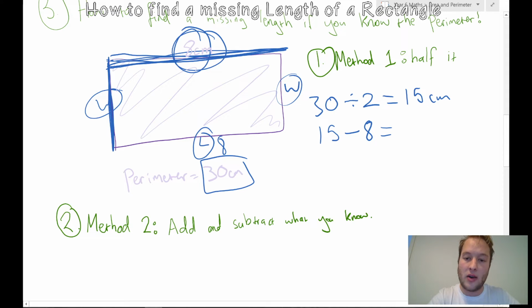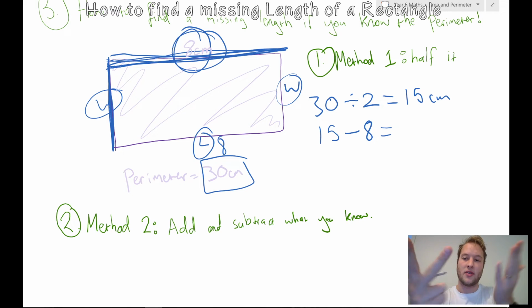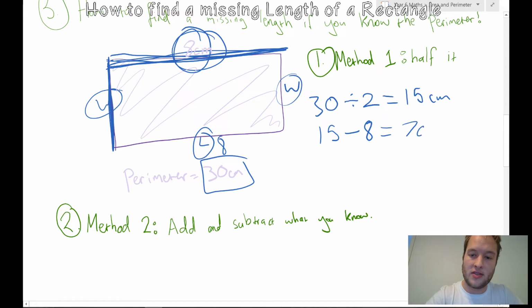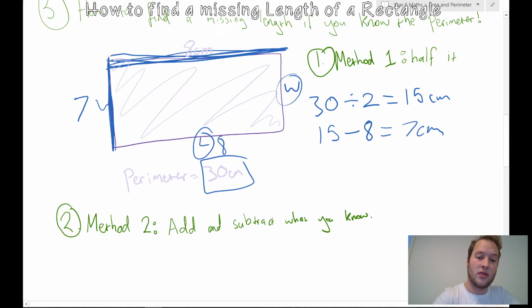So 15 take away 8 would be 15, 14, 13, 12, 11, 10, 9, 8, 7. So it's 7. So 7 centimeters. So that means this width is 7. And we can just double check the answer by saying, well, 8 plus 7 plus 8 plus 7. And that does equal 30. So I know I'm correct.